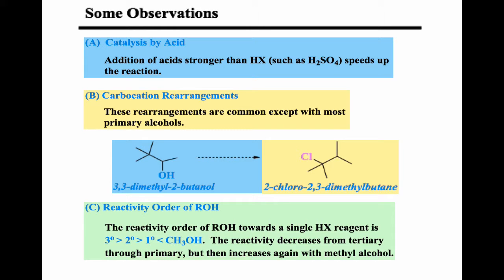The reactivity order of alcohols in these reactions is tertiary is greater than secondary, greater than primary, but methanol is greater than primary. Can you explain that for me?